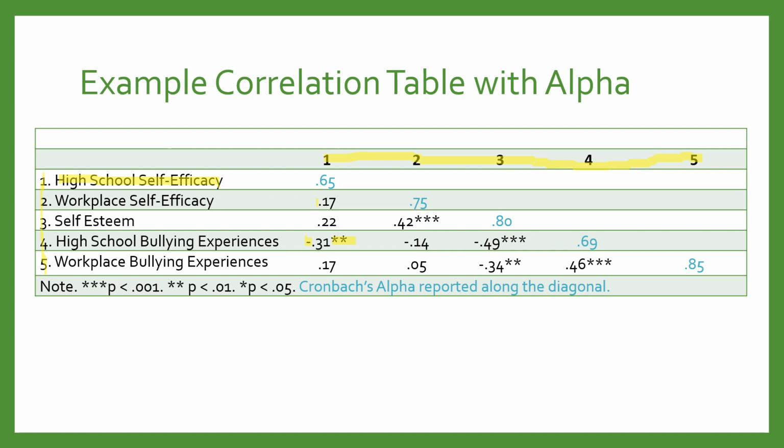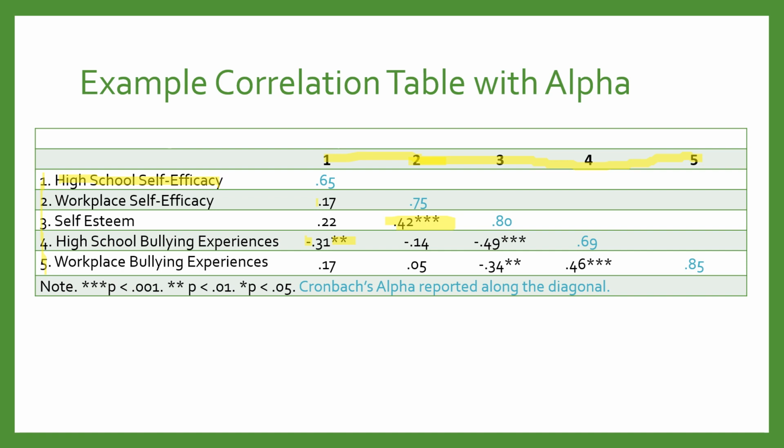Let me show you one more. So let's have a look at maybe this coefficient right here. So this is the intersection of variable 2 and 3. And so what we can see, because it's a positive correlation and it's statistically significant or reliable, variable 2, workplace self-efficacy, those who have higher levels of workplace self-efficacy tend to have higher levels of self-esteem because it's a positive correlation. And those with lower levels of workplace self-efficacy tend to have lower levels of self-esteem. So that's how to interpret correlations in a table.